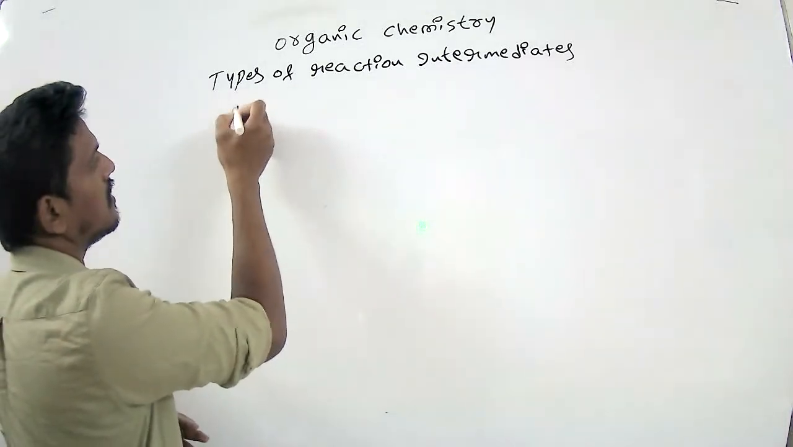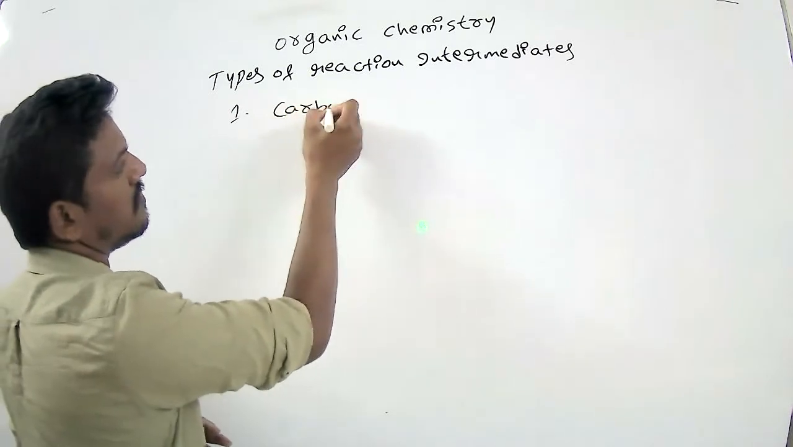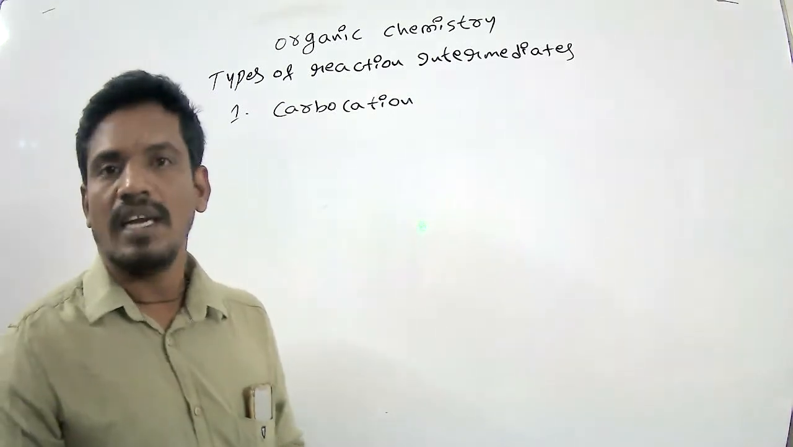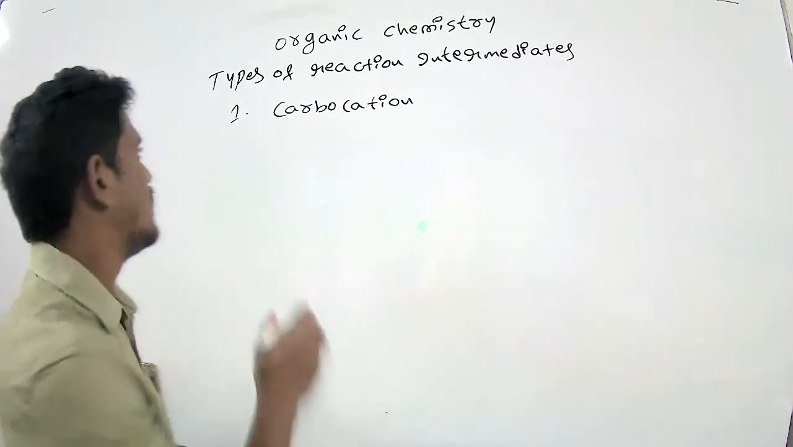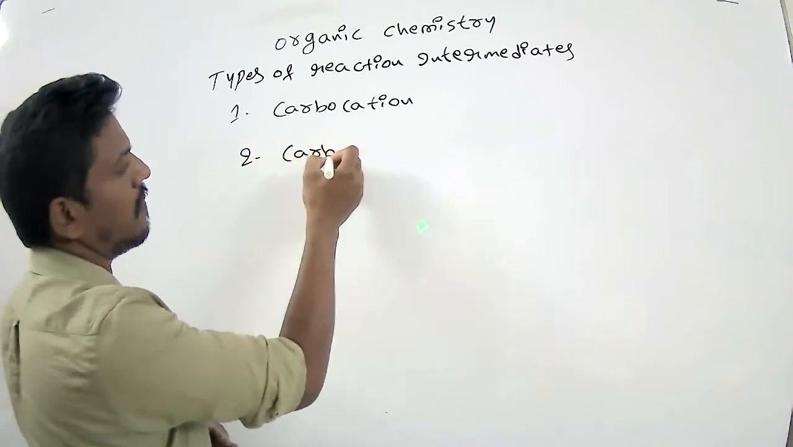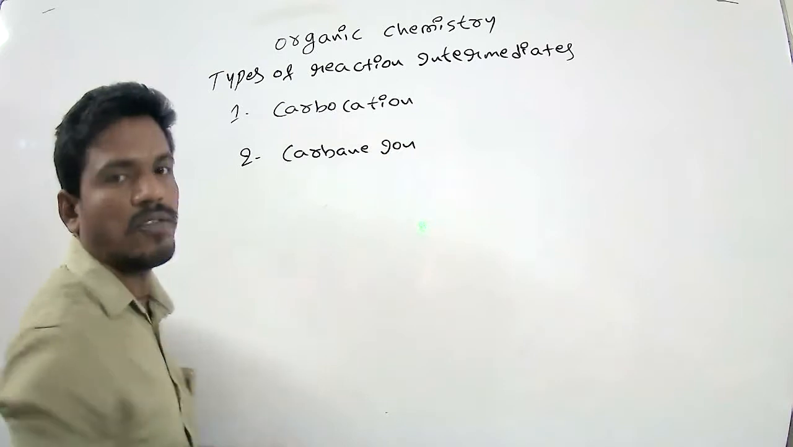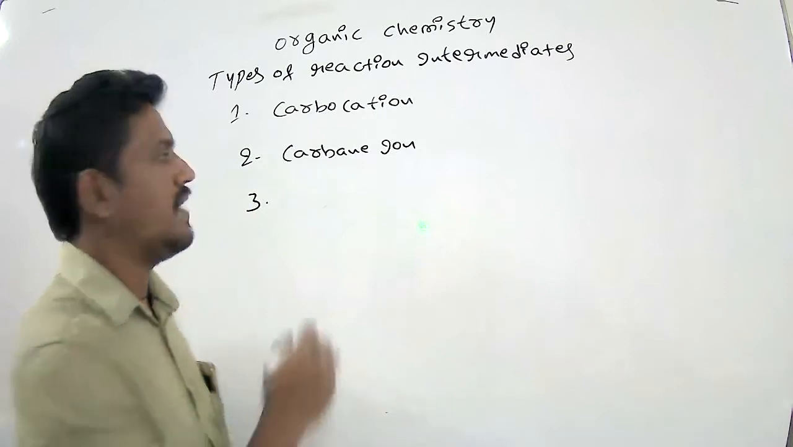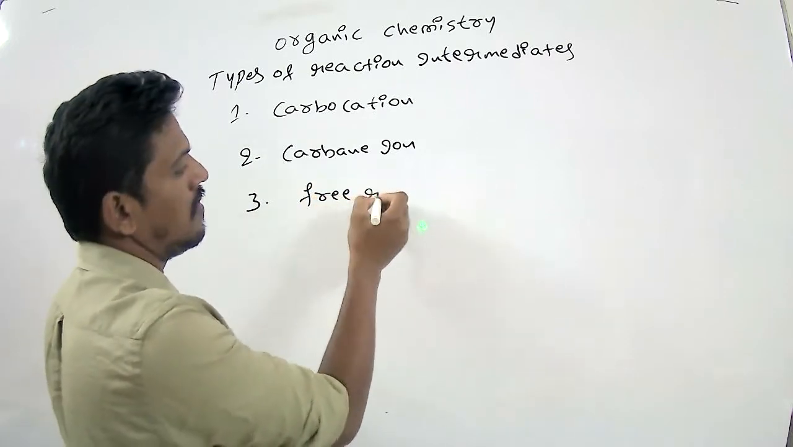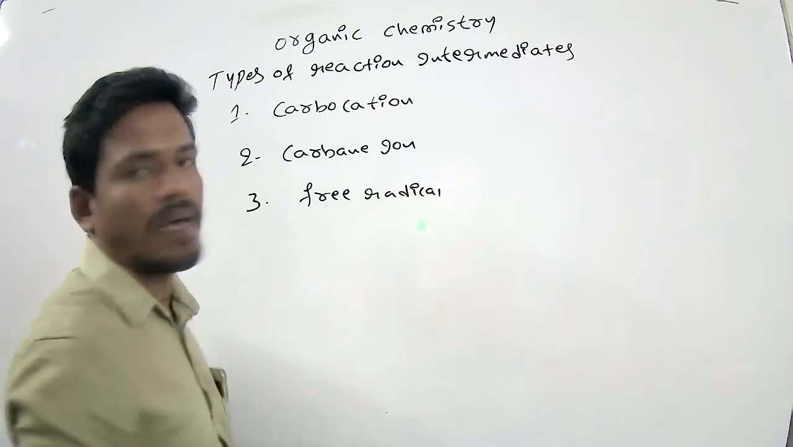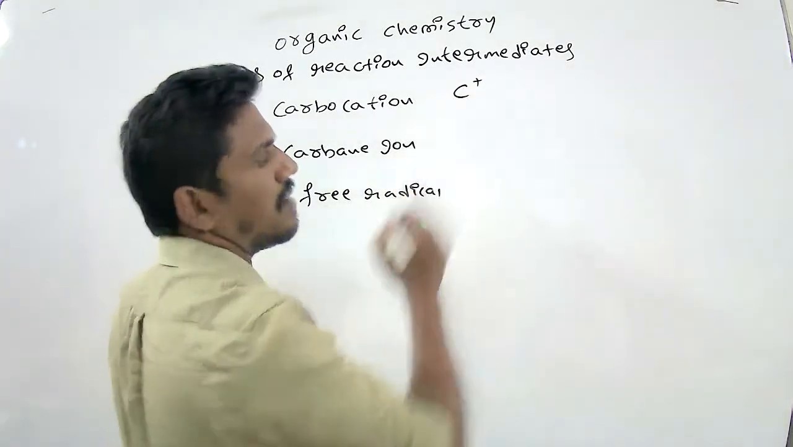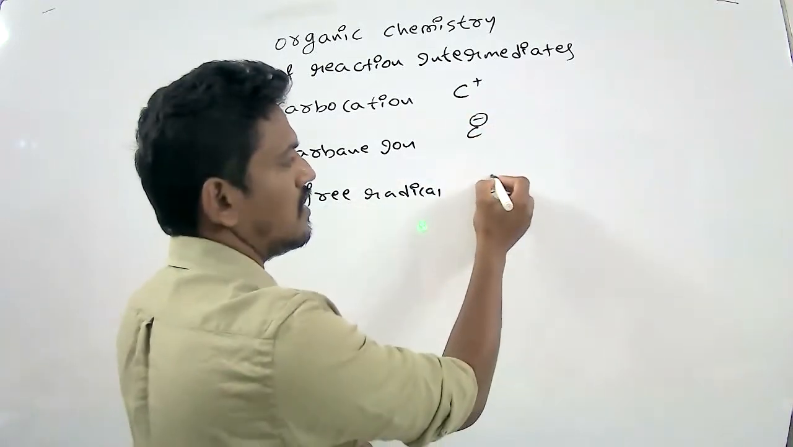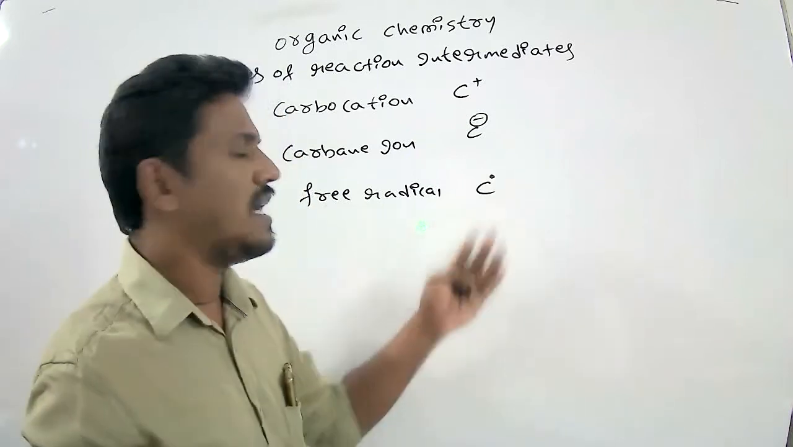So right, first one in this, carbocation. Carbocations are one type of reaction intermediates where carbon has a positive charge, and carbanion, where carbon has a negative charge. And the third type of reaction intermediates, free radicals. So if carbon has positive charge, they are carbocations. If carbon has negative charge, they are carbanions. If carbon has odd electrons or a single electron, they are called free radicals.